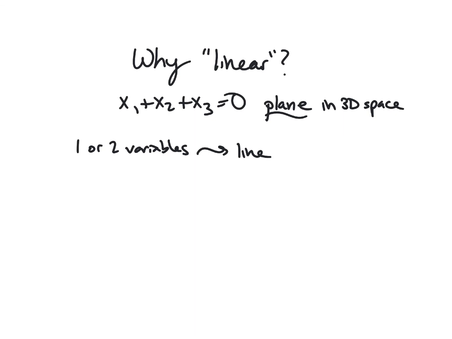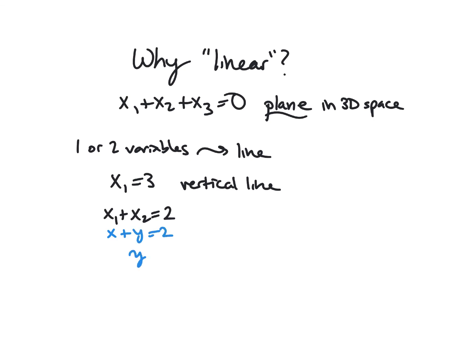Okay. So just a quick example. If you just have one thing like x1 equals 3, or x equals 3, this gives you a vertical line. And if you had 2 variables, like x1 plus x2 equals 2, you're more likely to think of it, because we tend to do this, as x plus y equals 2. This is exactly like y equals 2 minus x. So this is a slope -1 line with intercept at y equals 2, okay?